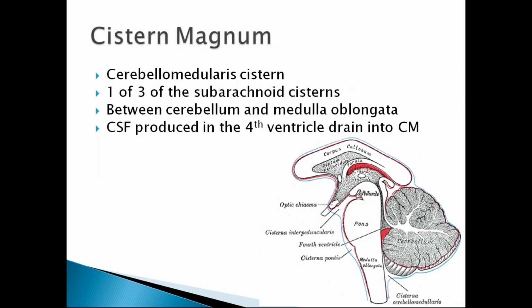Now, the cisterna magna is also important to be aware of, especially with obstetric ultrasounds. It is also called the cerebellomedullaris cistern. It's one of three of the subarachnoid cisterns. It's between the cerebellum and the medulla oblongata. Cerebral spinal fluid produced in the fourth ventricle drains into the cistern. Again, this is a very important area, and I'm going to, if you guys can see me with the arrow, to see in obstetrics, and of course you want to see it with neonatal scanning.